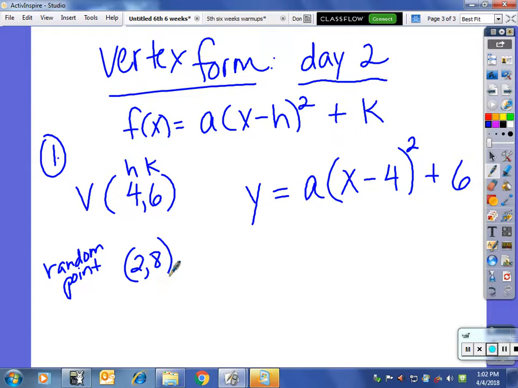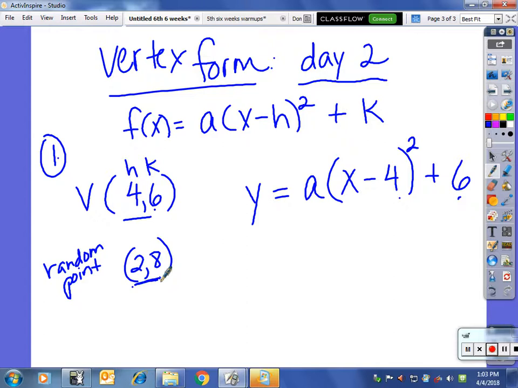Okay. Now, the vertex has to go where H and K are. That's why I always like to put that in first. This is just a random point. It's just a random X and a Y. Do not go to stat. You cannot find the equation of a parabola with only 2 points. It will not do it for you. You're going to have to do this manually. The calculator cannot do this for you.